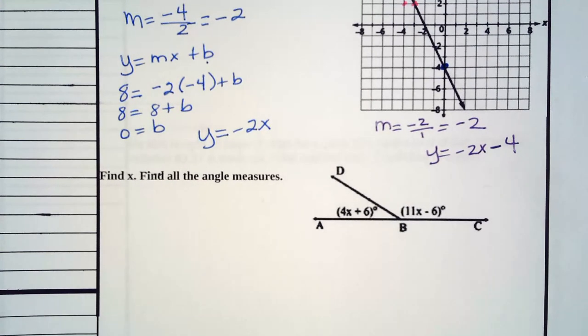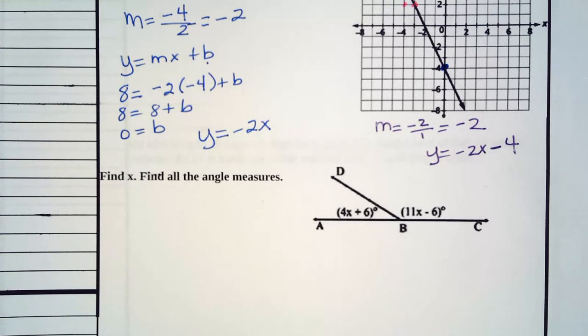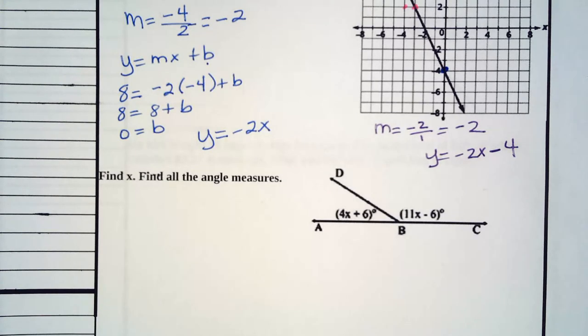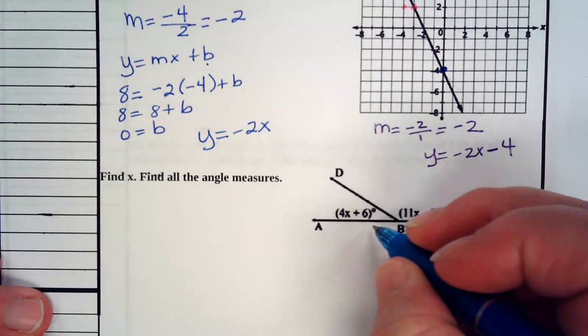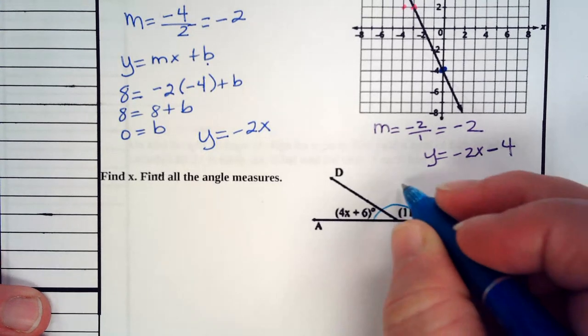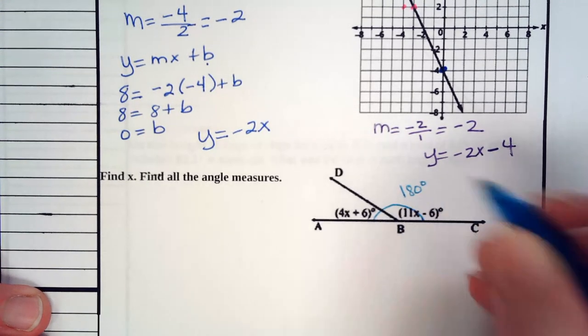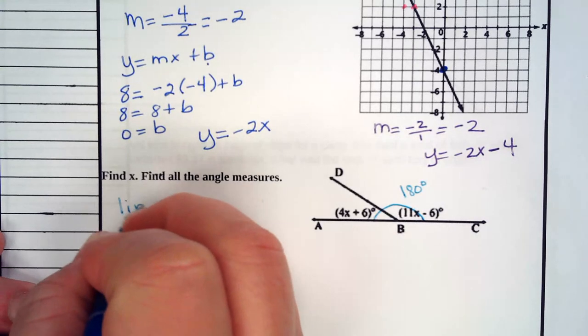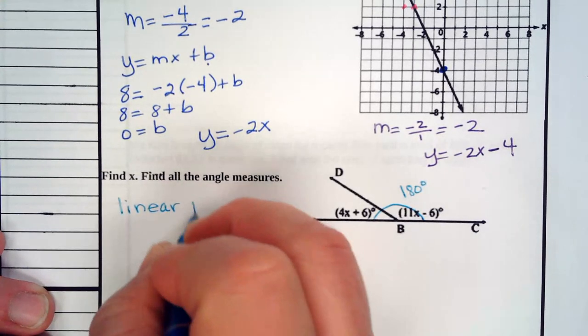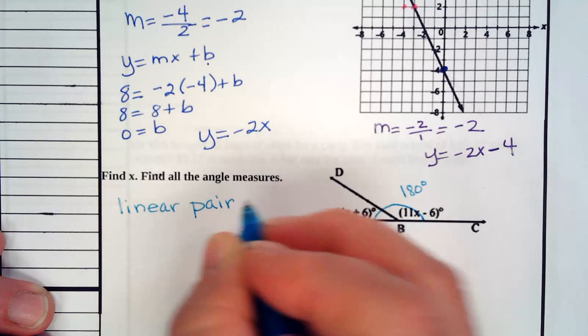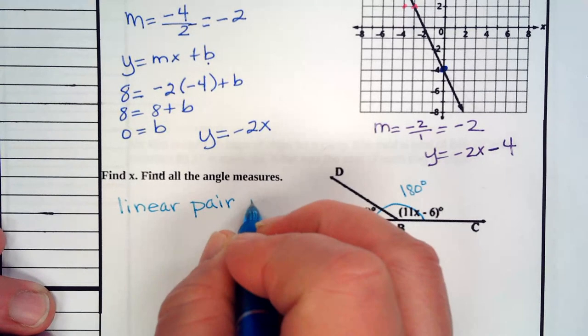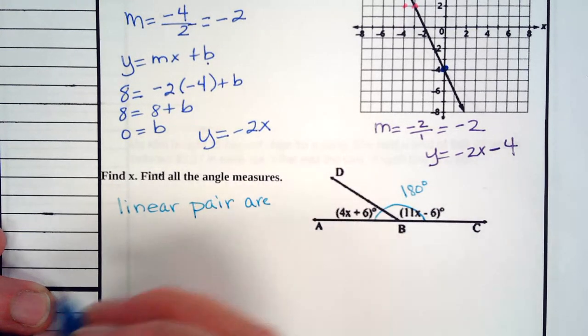Okay, find x and find all the angle measures. Okay, what's my first step? Well, my first step is to identify what type of angles I have. These are what we call a linear pair. They form a line. A line has 180 degrees. They are supplementary. That means they add up to 180 degrees.